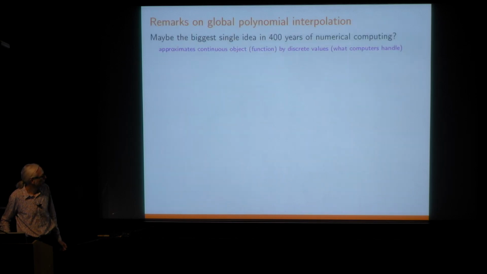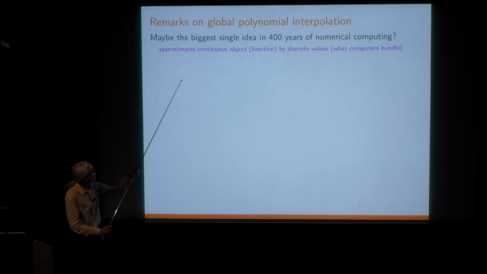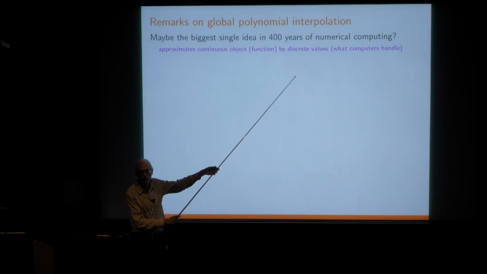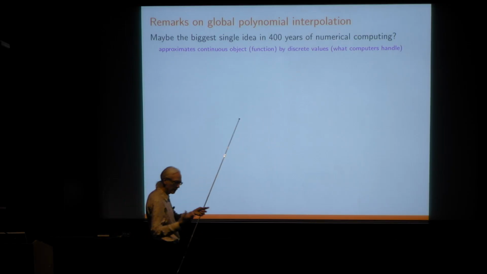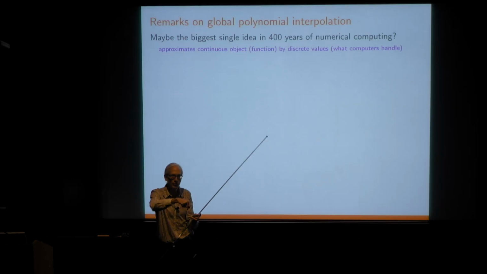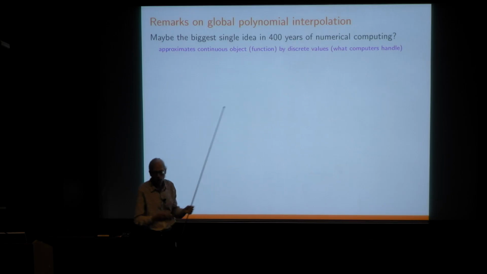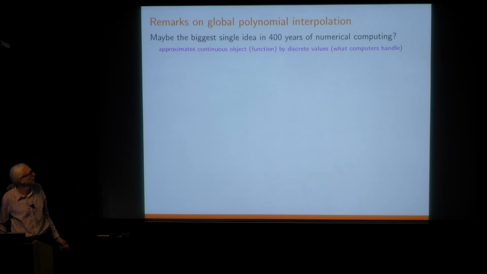All right, good. So this idea is maybe the biggest single idea in numerical computing. Namely, we're trying to deal with continuous objects, functions. We're trying to handle them in computers. And by a computer, I mean it could be a human, a mechanical object that you hand crank on the desk, or an electronic computer. They can all only handle discrete numbers. So this is the way to handle functions using discrete numbers.